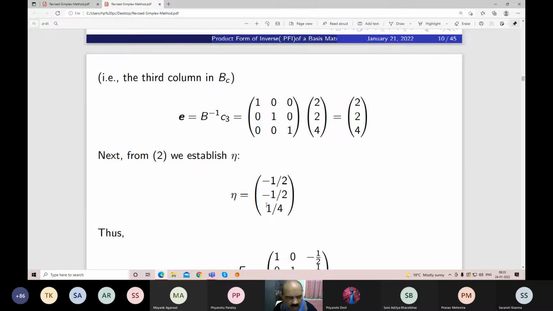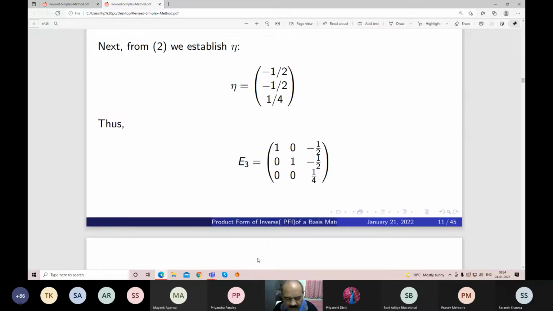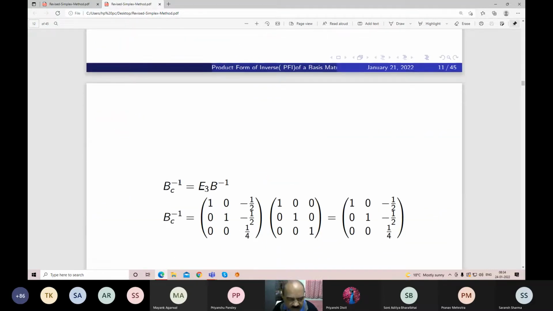Once the eta vector is known, we can find E3. E3 is nothing but an identity matrix whose third column is different, and whose third column is nothing but our eta. The identity matrix elements are 1, 0, 0, second column 0, 1, 0, third column minus half, minus half, 1 by 4. That is E3. If E3 is already obtained, we can find BC inverse. BC inverse equals E3 into B inverse, that is same as our E3. Is it all right?